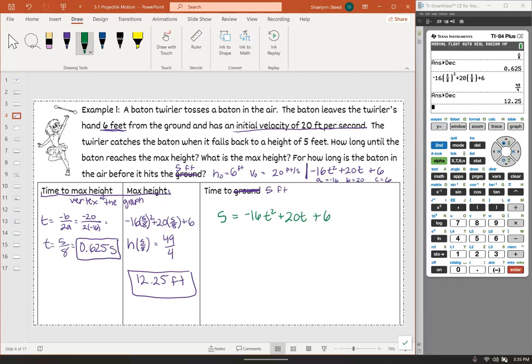Now this looks super familiar to something we did in the last unit. It almost looks like we could solve it using the quadratic formula. I know you're so excited. But in order to use the quadratic formula, it has to equal 0. So we're going to go ahead and minus 5 from both sides. And we get 0 equals negative 16t squared plus 20t plus 1. So then that means A is negative 16, B is 20, and C is 1.